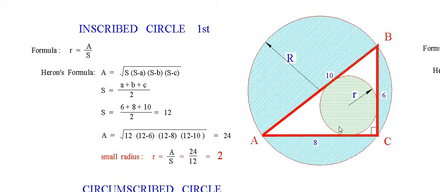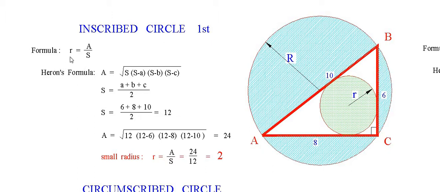Today I will discuss how to solve the radius of the inscribed circle in a triangle, as well as the circumscribed circle in a given triangle. So we have two objectives here: find the small r and find the big R. Okay, first we have the inscribed circle, the small radius r in a triangle.